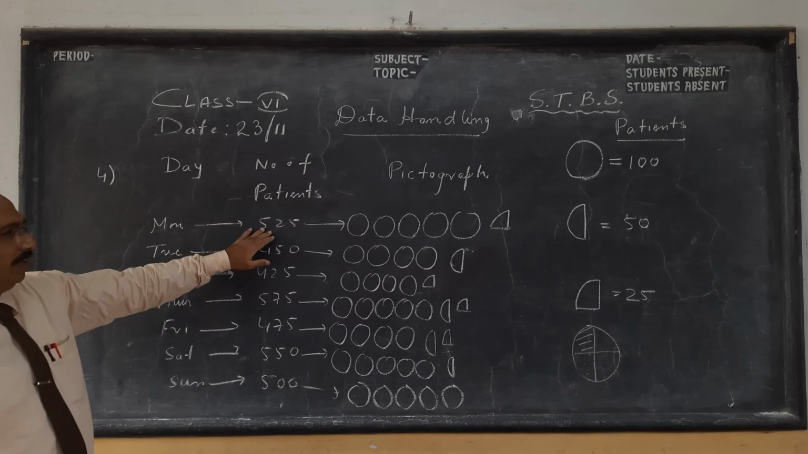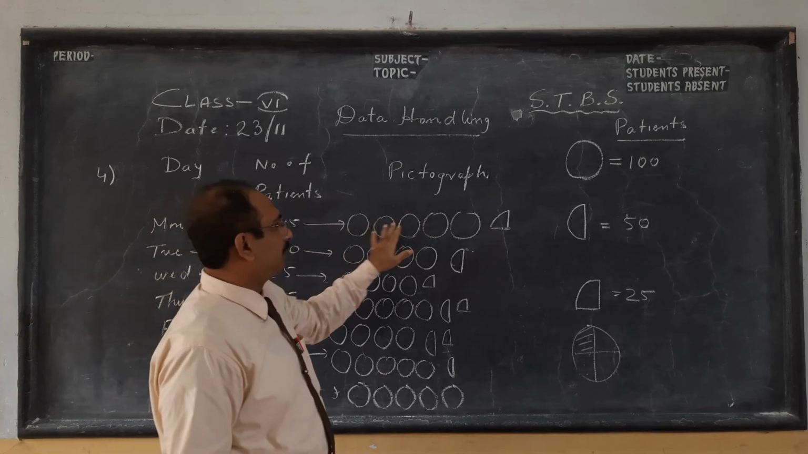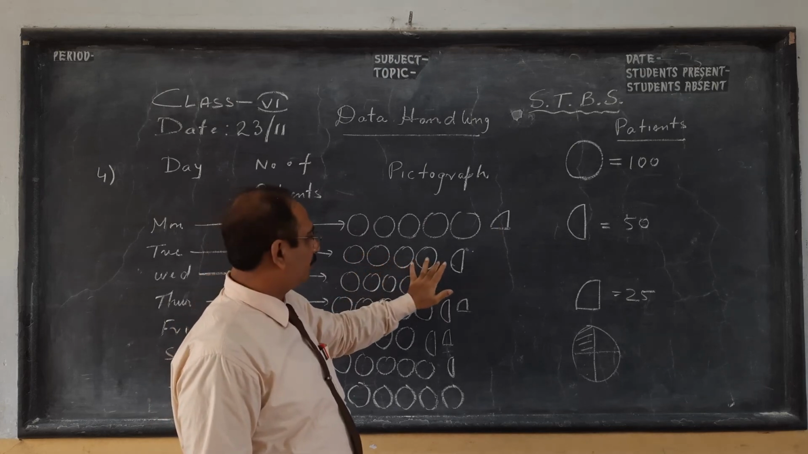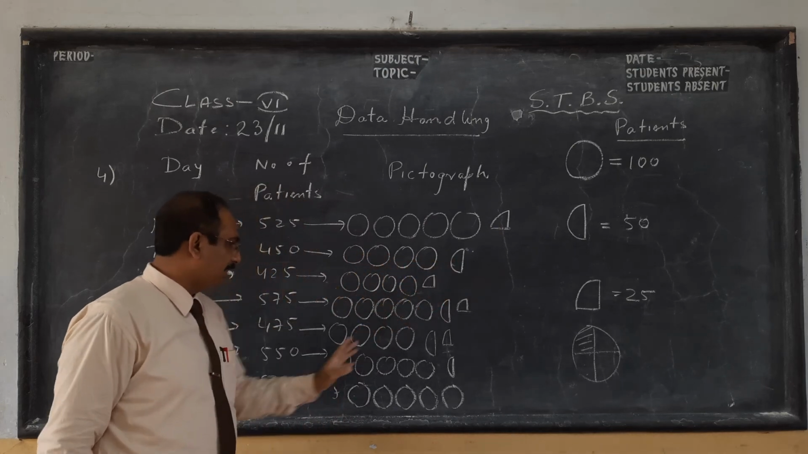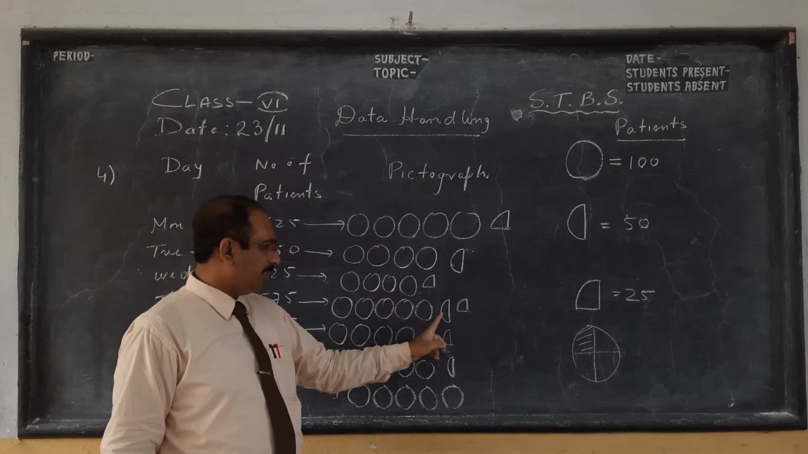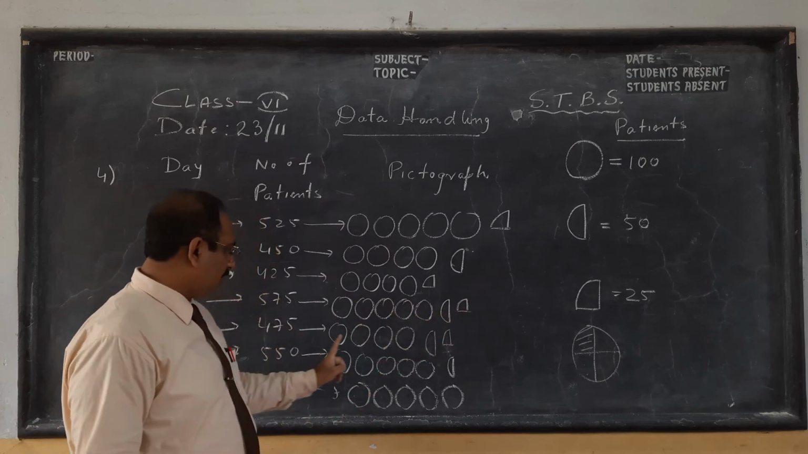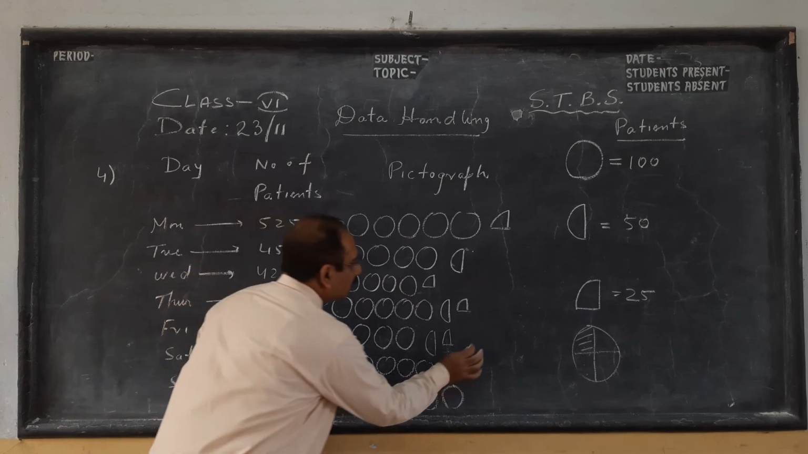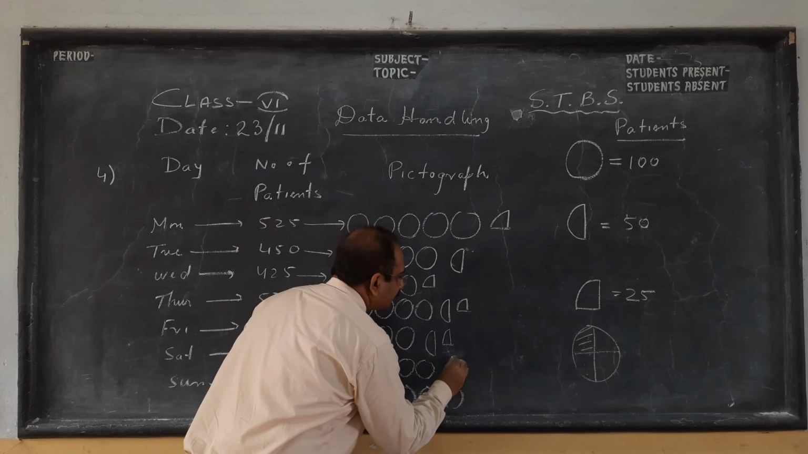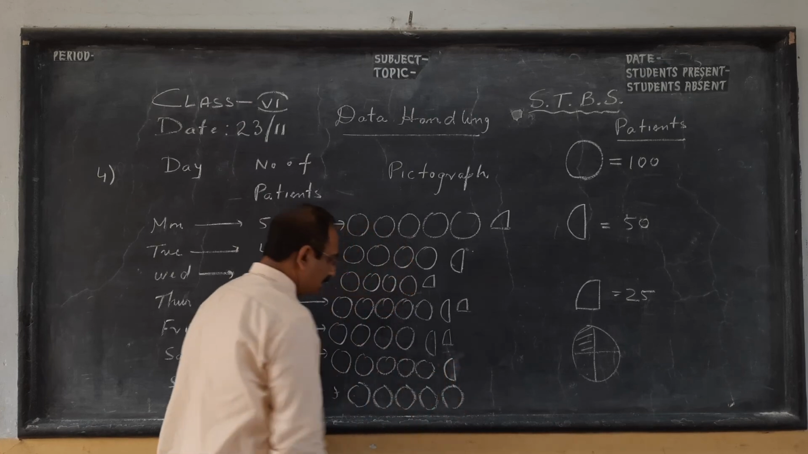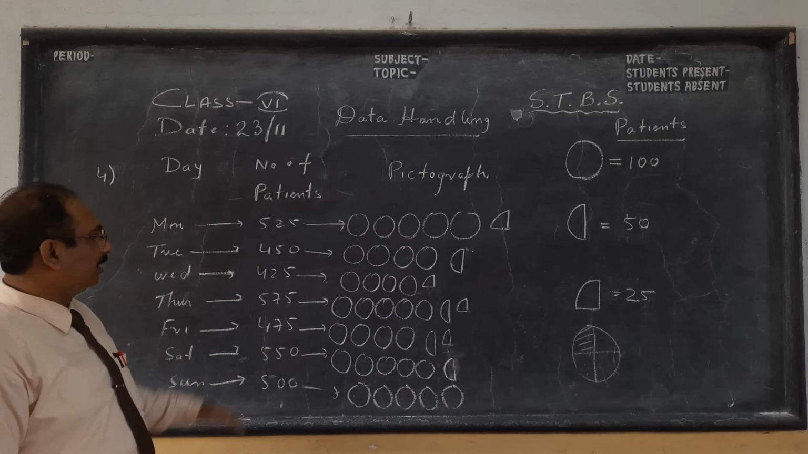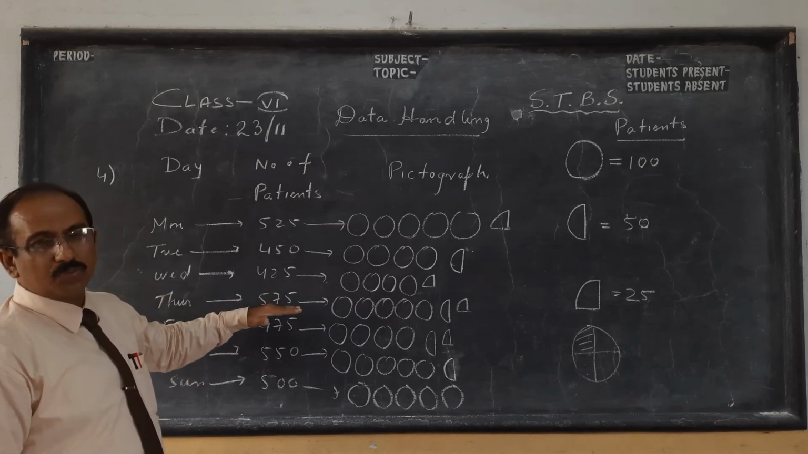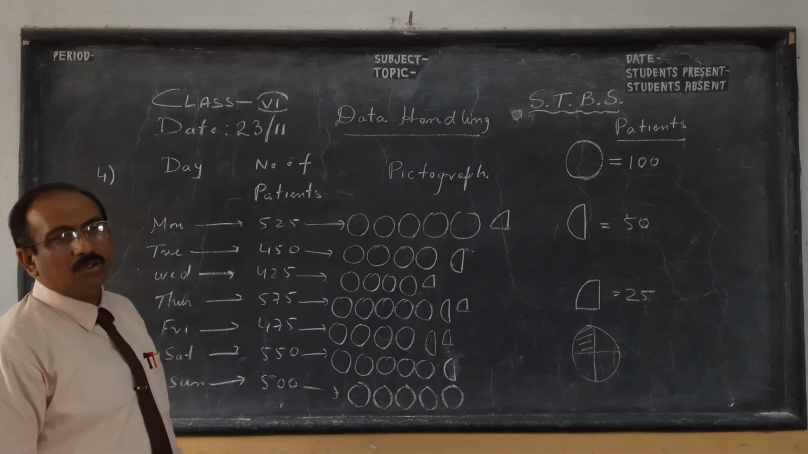So once more, 525, each circle represents 100: 500 and 25. 450: 100, 200, 300, 400, and 50. 425. 575. 500 and 50 plus 25 is 475, exactly the same. 550, this I draw a little better, okay, half of the circle, and last one is 500.